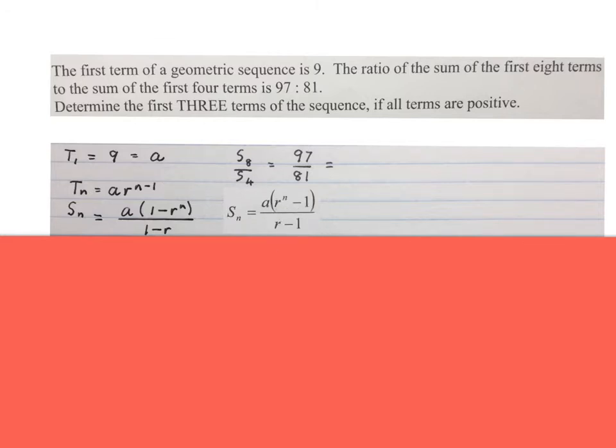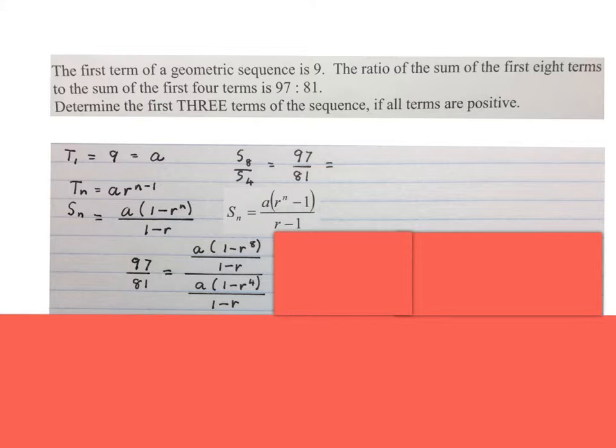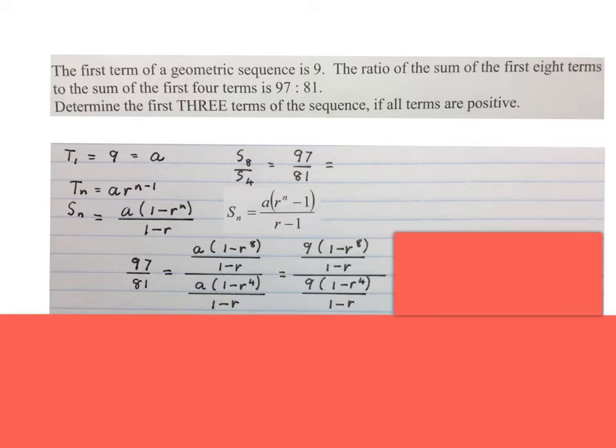They also told us that the ratio of the sum of the first 8 terms to the sum of the first 4 terms is 97 over 81. Now we've practiced ratios in geometry a lot, so we can write the sum of the first 8 terms to the sum of the first 4 terms is 97 over 81. You don't have to write it next to each other. You can now write this in mathematical language. You can say 97 over 81 equals the sum of the first 8 terms over the sum of the first 4 terms. Because you know that a is 9, you can replace that a and that a with a 9.